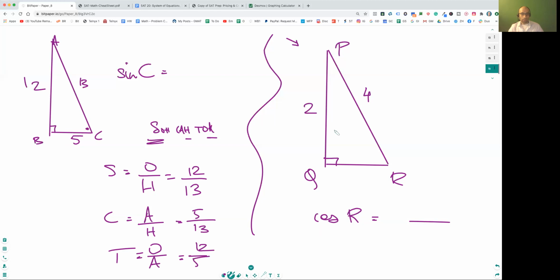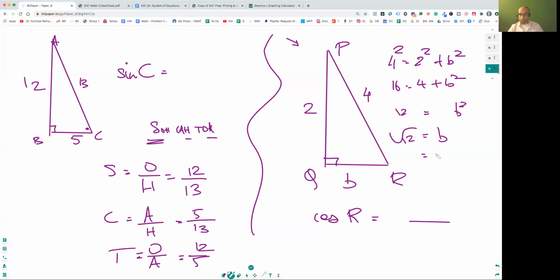Now this one, all you got to do here is, this is b, right? A, b, c. So 4 squared is equal to 2 squared plus b squared, right? So 16 is equal to 4 plus b squared. That's easy. So b squared is equal to 12 because you take the 4 to the other side. And so b is equal to the square root of 12. You can just write it as square root of 12. Sometimes people like to write it as 2 square root 3.